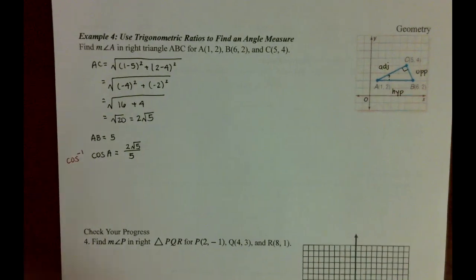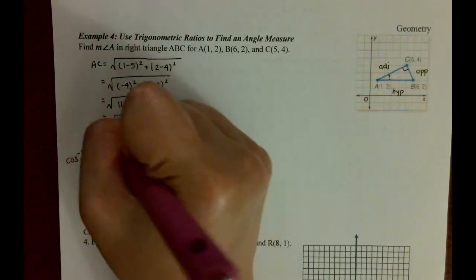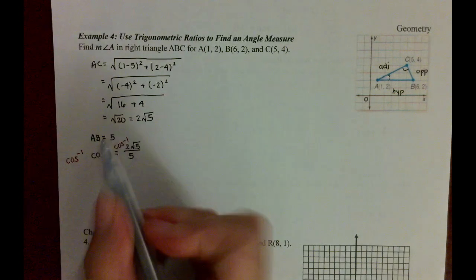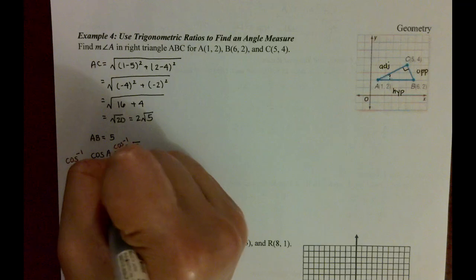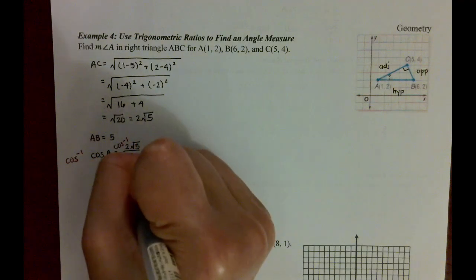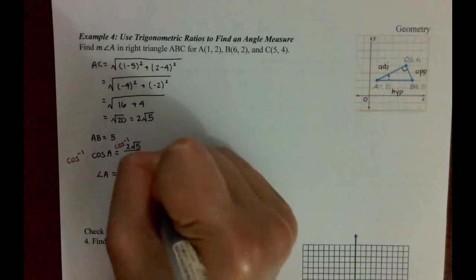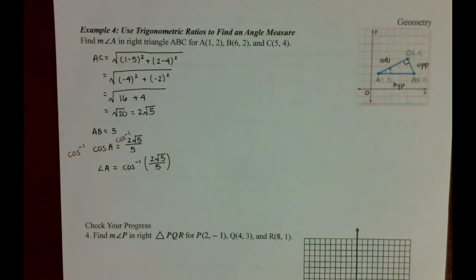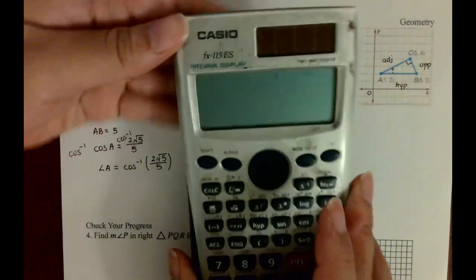So that's cosine inverse. We learned in algebra that what you do to one side, you have to do to the other side, okay? And so cosine inverse and the cosine cancel, leaving me with just whatever angle A is, cosine inverse of 2 square root of 5 over 5, okay? And depending on your calculator and how advanced it is, it depends on whether or not you can type it all in one go.